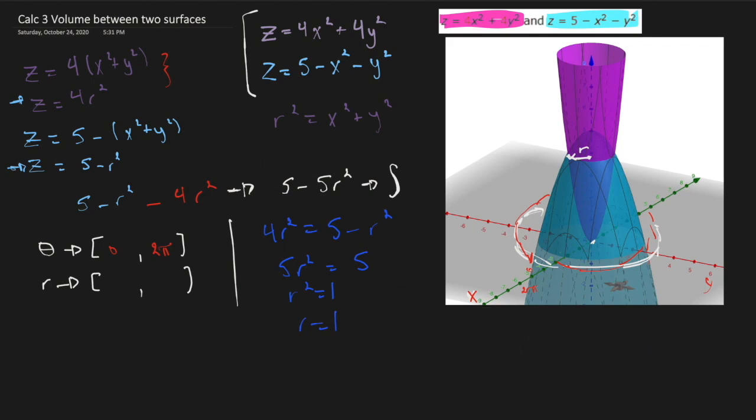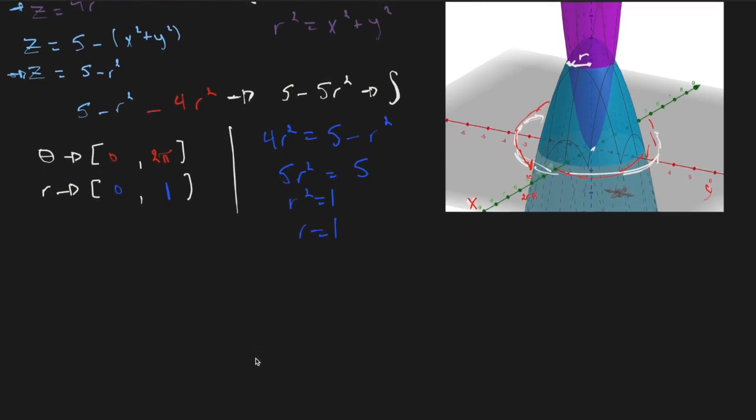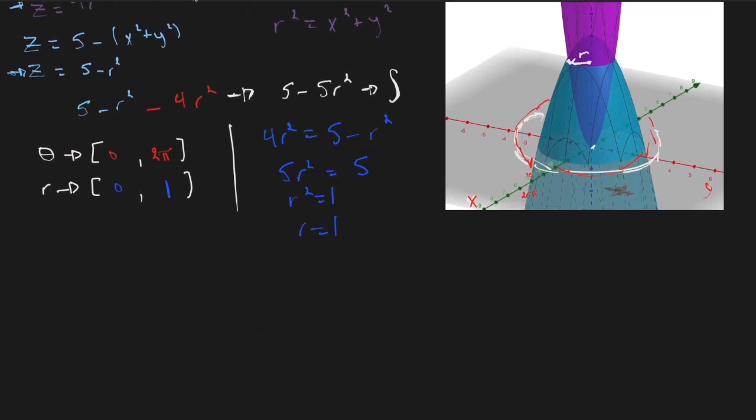So now we're going from 0 to 1. So now we can set up our integral and take it. So we know that we're going to get the integral from 0 to 2 pi.